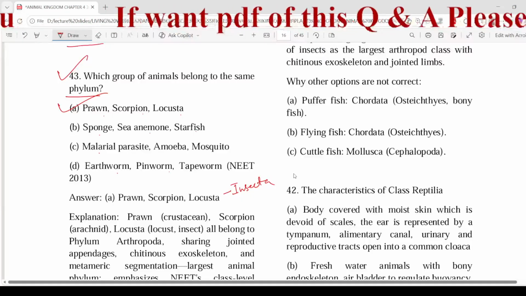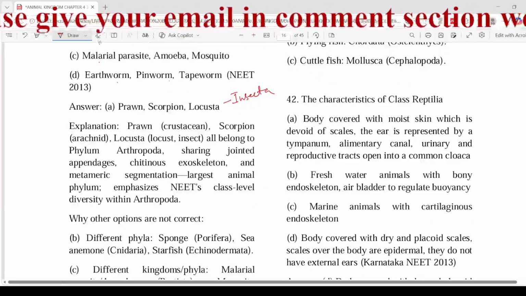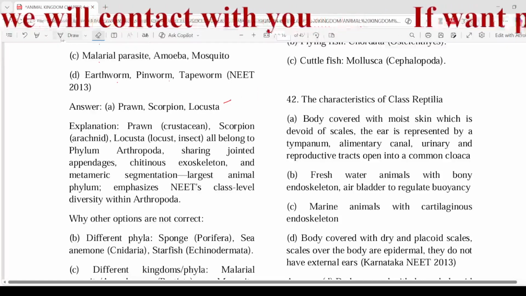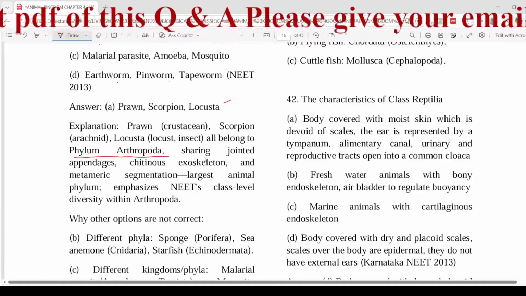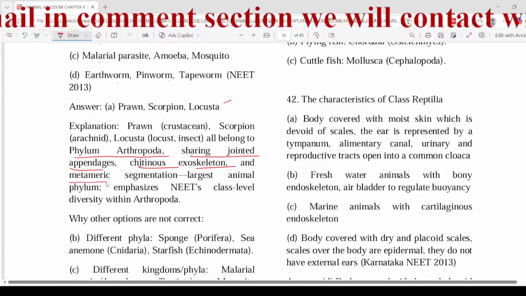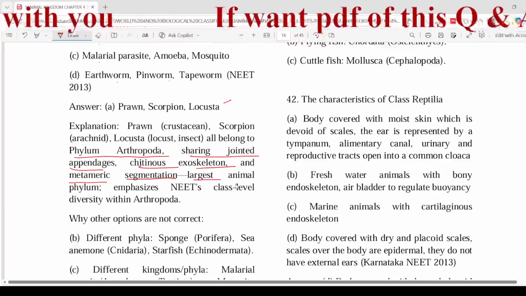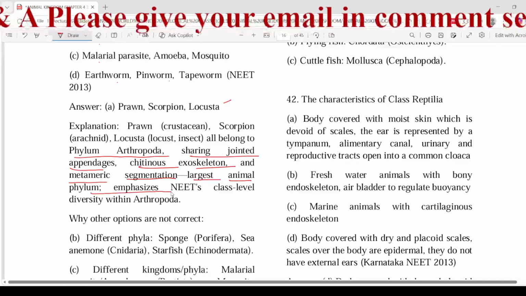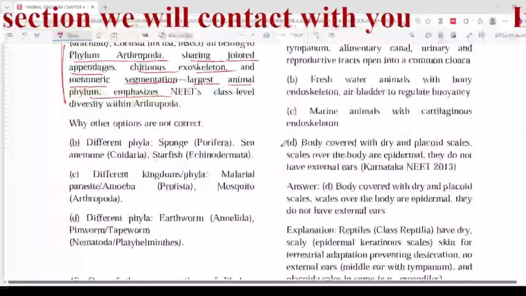Insecta. Sorry, insect or not, but they belong to the arthropods. All belong to the phylum Arthropoda and share jointed appendages, chitinous exoskeleton, and metameric segmentation, and it is the largest animal phylum. So this is the correct explanation. Let's move to the next.